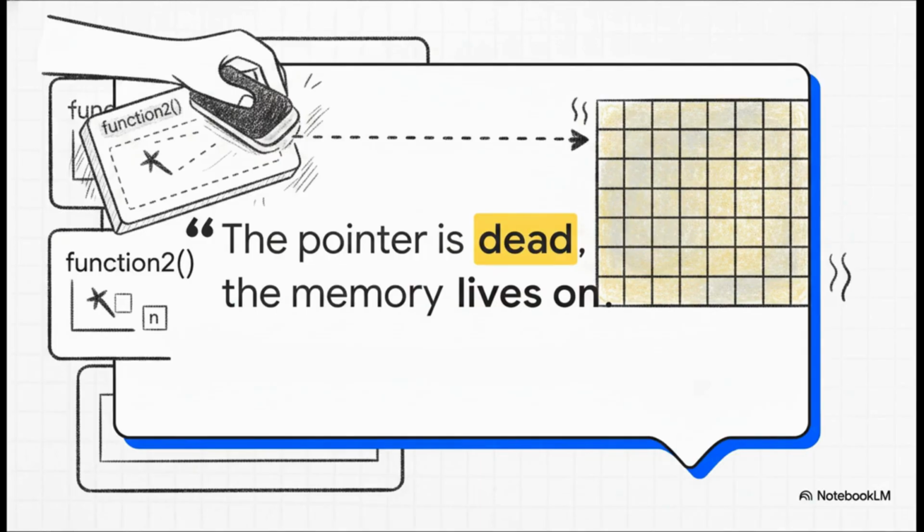But remember what we said earlier? The heap doesn't auto-delete. That dynamic array of 100 elements is still sitting out there in the warehouse. Because the pointer is gone, that array is now completely orphaned. It is taking up space, but we have absolutely no way to access it or clear it out. Ladies and gentlemen, you just witnessed a memory leak.